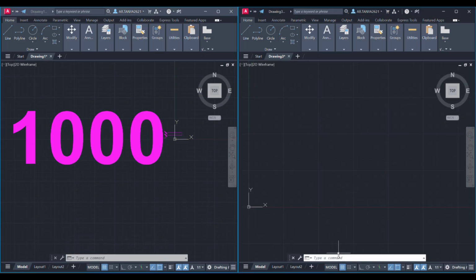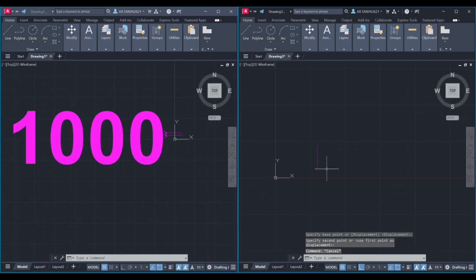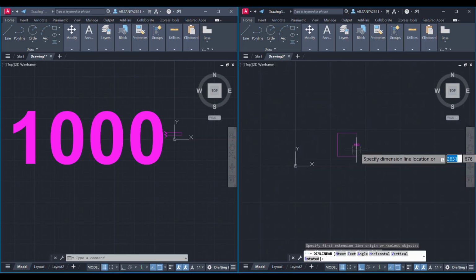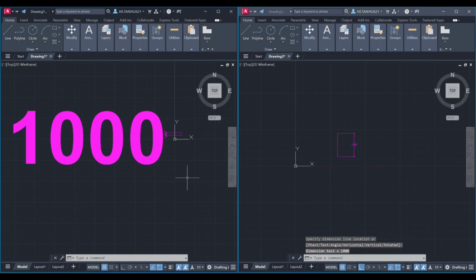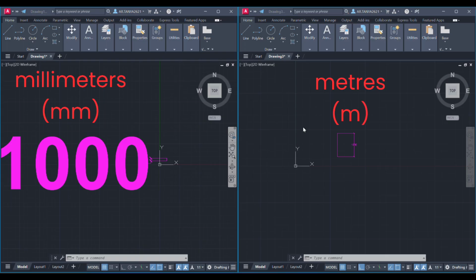Now let's repeat the process here in this drawing. L, enter, specify first point, and I will specify the length as well, 1000 units. We have 1000 unit length here as well. Let me dimension it. 1000. You can see the clear difference between both of these drawings. This is 1000 mm and this is 1000 meters.